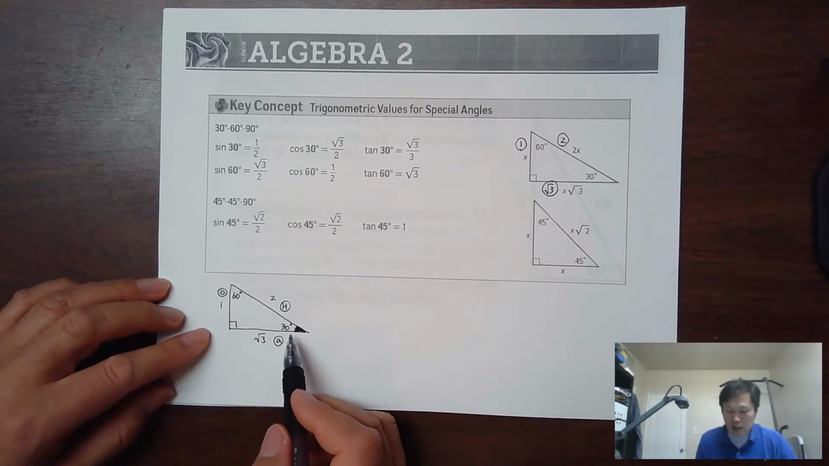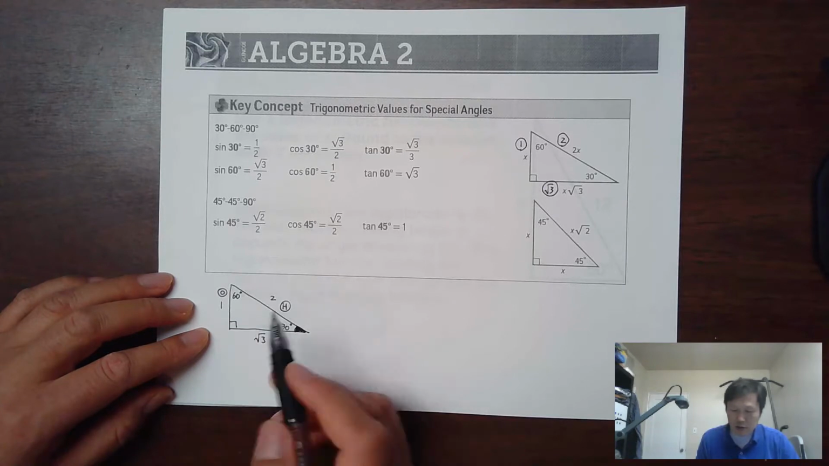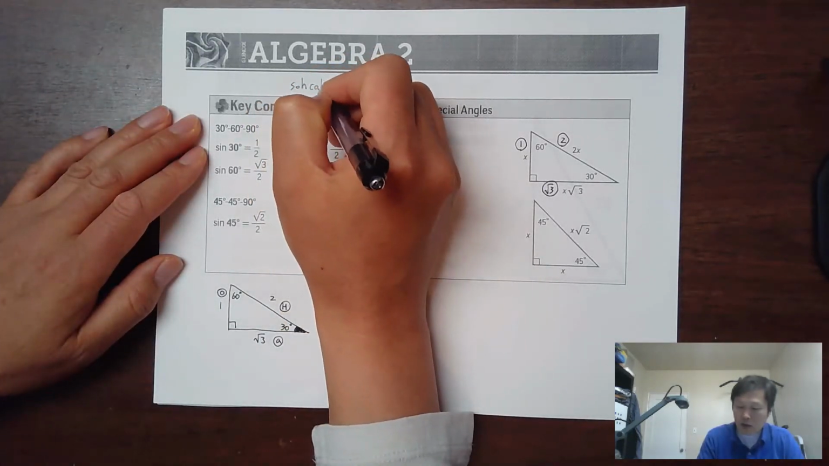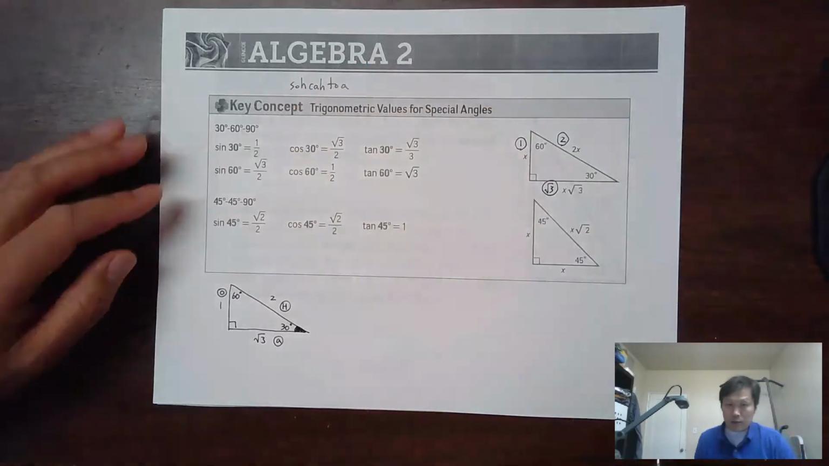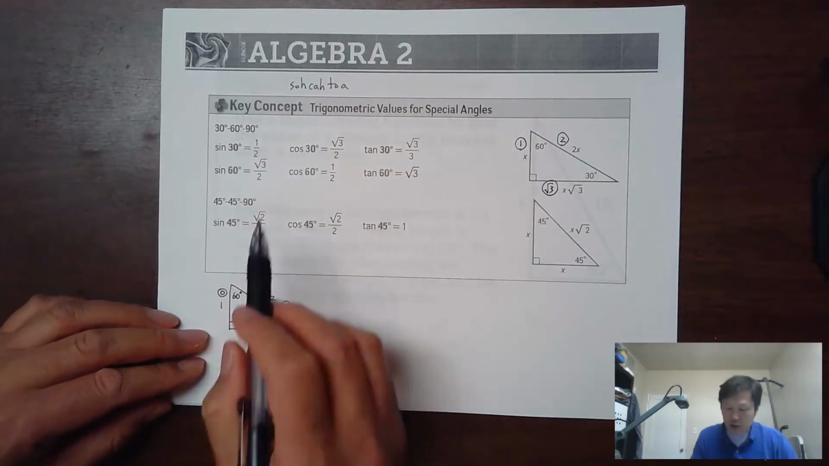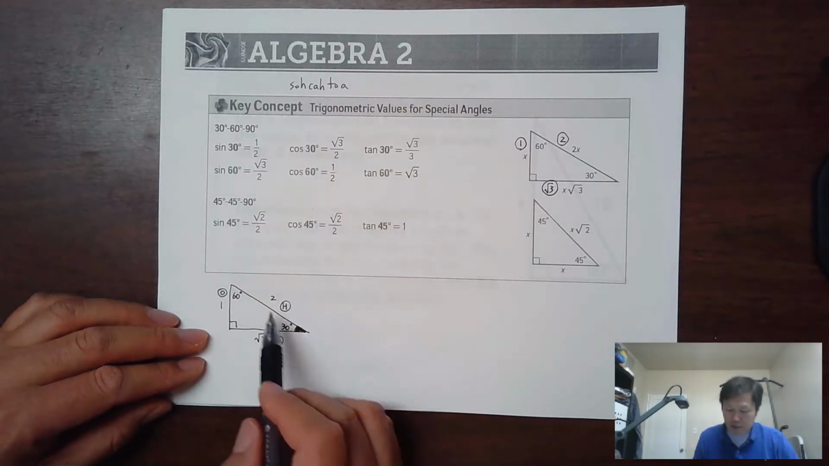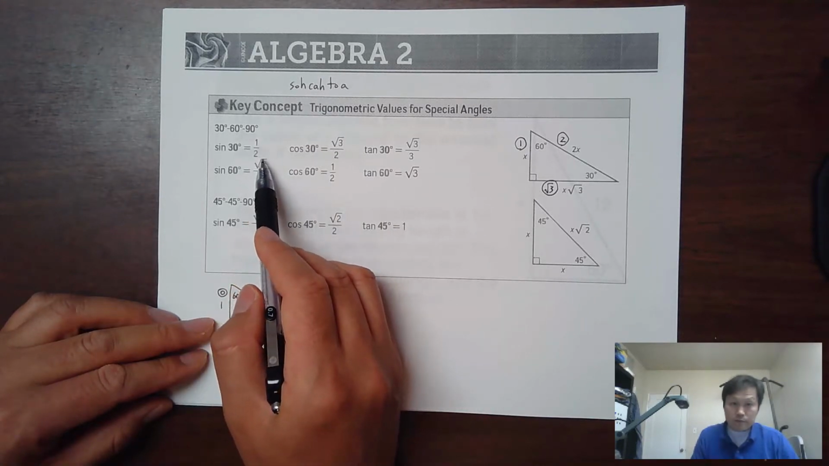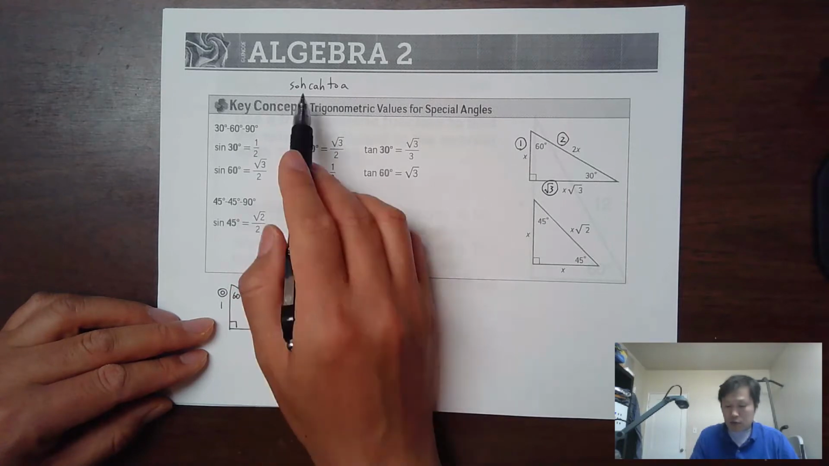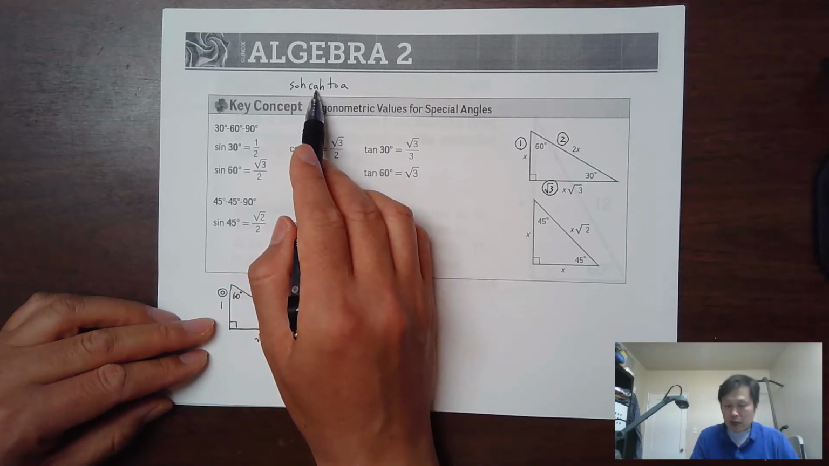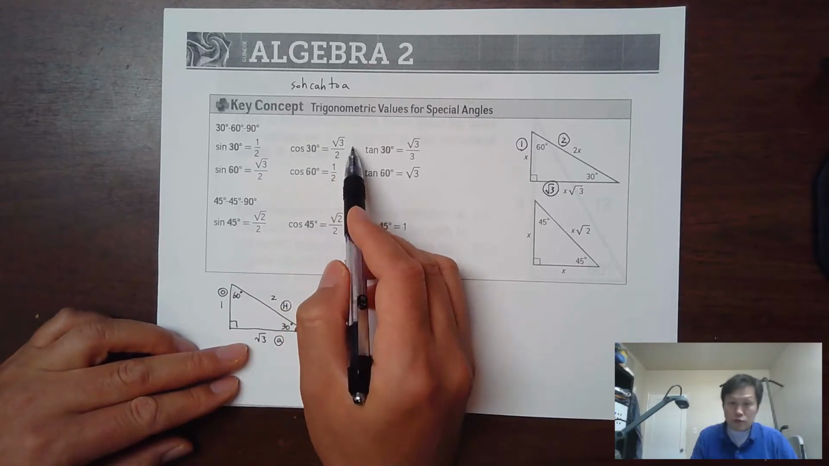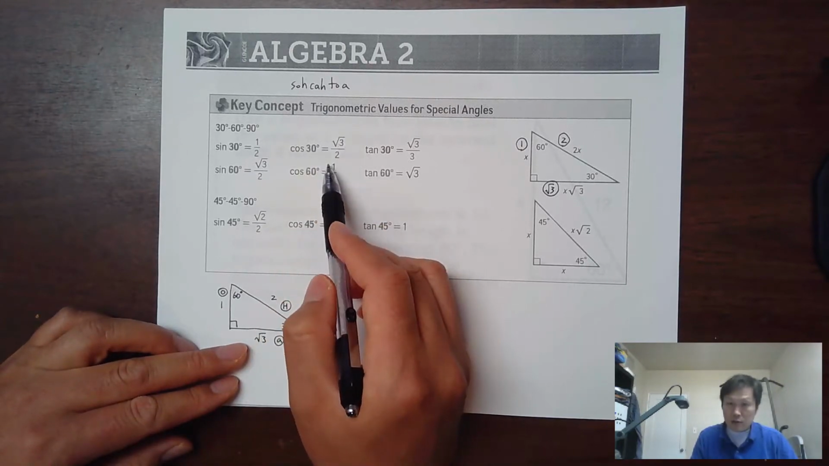When you try to get sine 30 degrees, applying SOHCAHTOA, sine is opposite over hypotenuse. So it should be 1 over 2. Cosine 30 degrees is adjacent over hypotenuse, so it is square root 3 over 2.